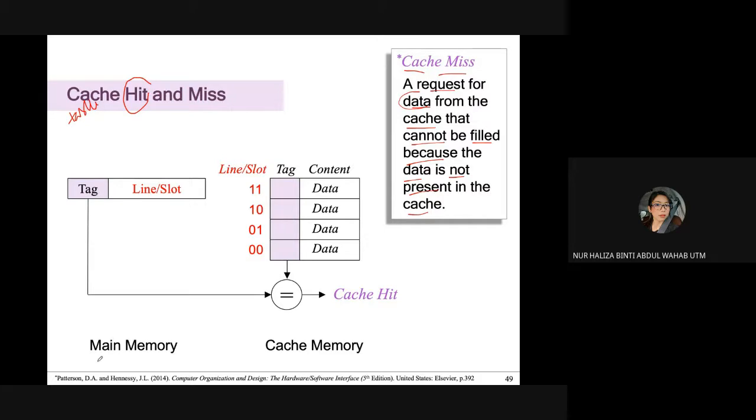So this is your main memory and this is your cache memory. Again, you can see the format is still similar: tag, line slot. And then for your cache memory, line or slot and then tag, content. So this is the format that I want you to remember. So let's say over here you want to find something from main memory and you're going to hit your content inside your cache memory. But if there is nothing, which is not present in the cache, it's going to be a miss.